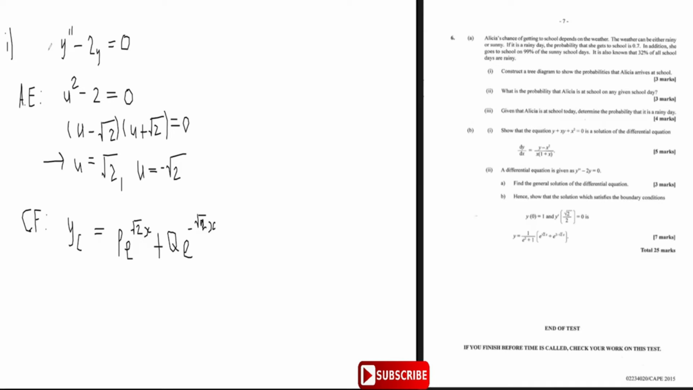It says, hence, show that the solution satisfies the boundary conditions: y of 0 is equal to 1 and y prime of root 2 over 2 is equal to 0. So what that means is that we're solving for P and Q. Let's start with the first one.